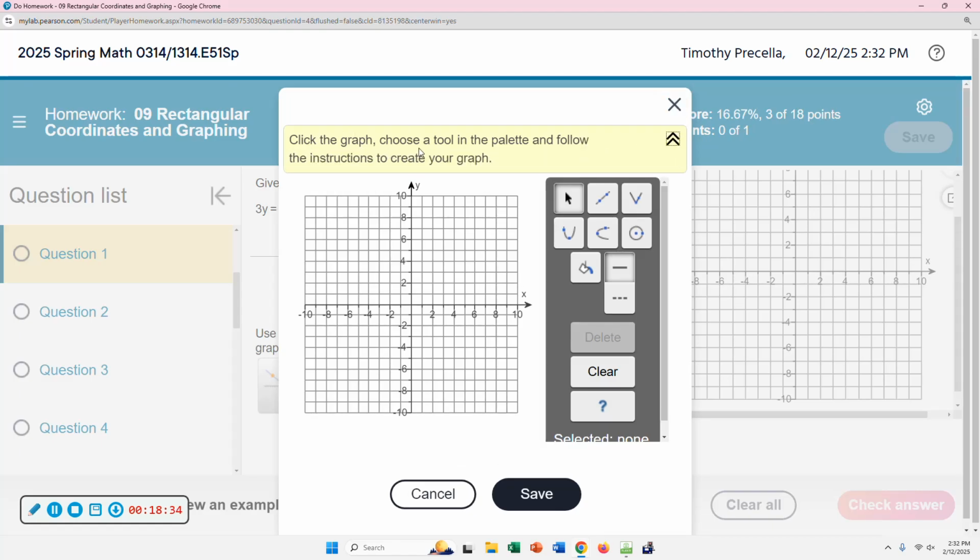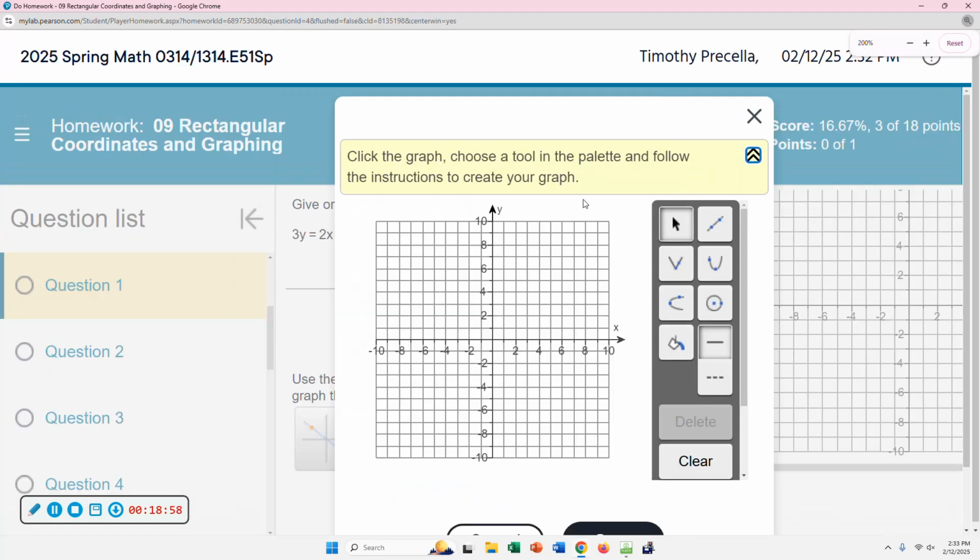Click the graph. Choose a tool in the palette and follow the instructions to create your graph. Now, show them the palette, Tony. This stuff here is the palette. Which one of these is the line tool? If you hover over this second one that he's hovering over right there, it says line tool. Can I make it bigger or not?